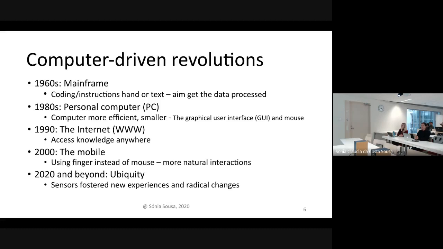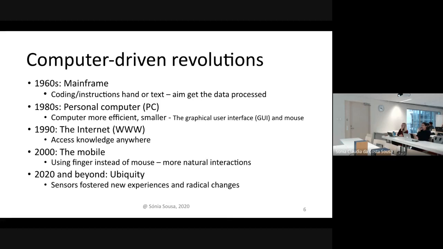Everyone has a personal computer. And this revolution happened with the graphical user interface. So we tried to mimic the physical desktop in the digital. We tried to transform what was in the physical world to the digital world. The main idea was to support us in our activities, to facilitate our activities.